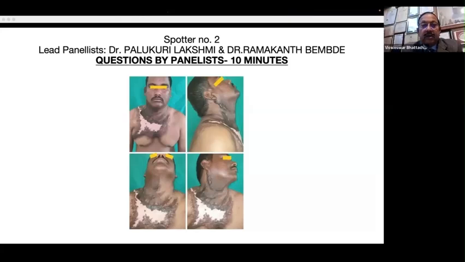You talked about skin appendages. What are skin appendages? Skin appendages are pilosebaceous units and sweat glands. Sweat glands, hair follicles. What else?